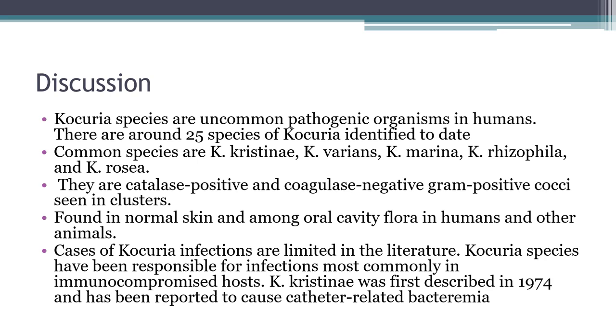So just as a discussion, I'll go briefly through the Kocuria organism specifically and what the clinical challenge was in this case, which was basically the challenge of keeping the central line versus taking it out, which would have been the easy option. Regarding the Kocuria species, they are uncommon pathogenic organisms in humans. There are around 25 species of Kocuria identified to date, and those include Kocuria varians, Kocuria kristinae, Kocuria marina, Kocuria rosea, and other Kocuria organisms as well.